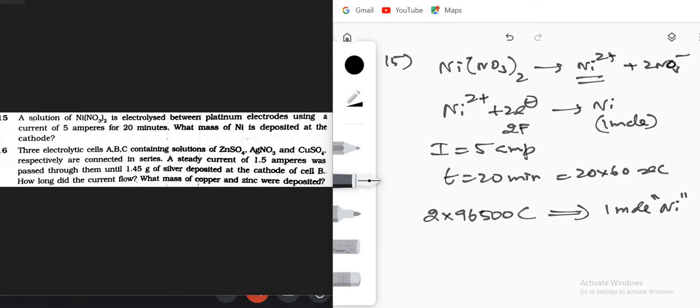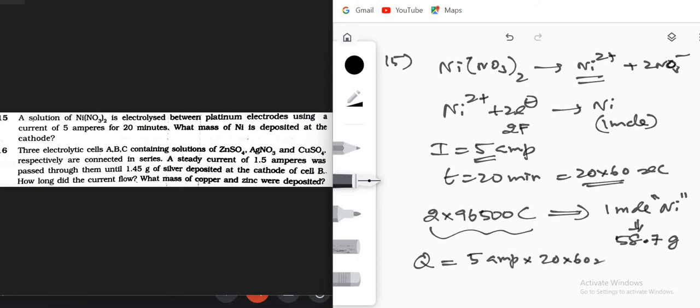1 mole of nickel means molar mass of nickel, also nothing but atomic mass, which is 58.69. Let me take it as 58.7 grams. So if I pass this much coulomb, I will get 58.7 gram. But now we are passing 5 ampere current for this much second. So what is the quantity of electricity? Quantity of electricity equal to 5 amperes into 20 into 60 seconds.